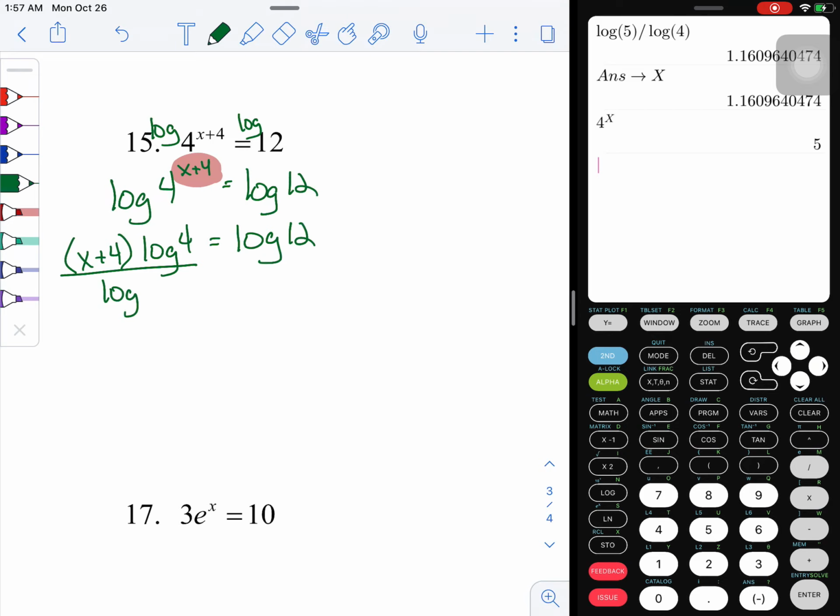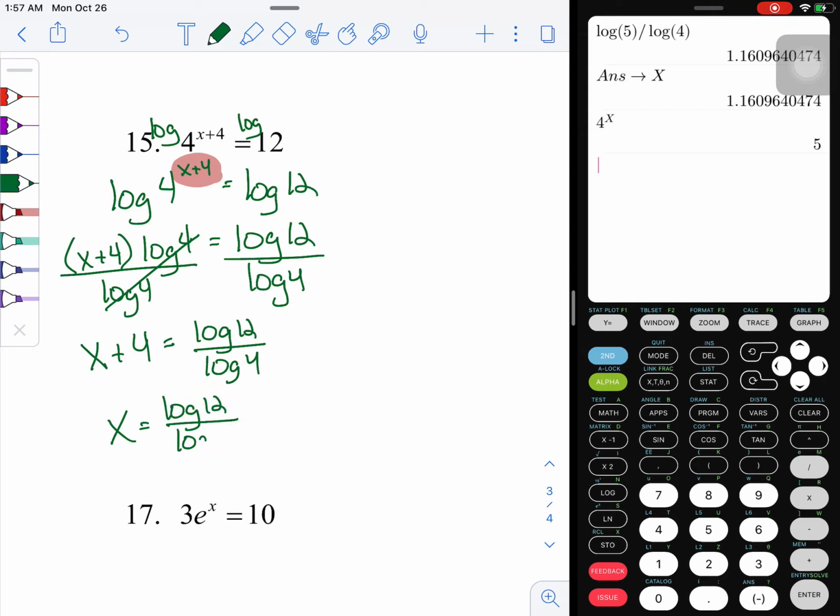I'm going to be a little bit lazy here, and I'm just going to go ahead and divide both sides by log of 4. All right, so x plus 4 is equal to log 12 over log 4. And then to get x completely by itself, I'm going to subtract 4 from both sides. So log 12 over log 4 minus 4.